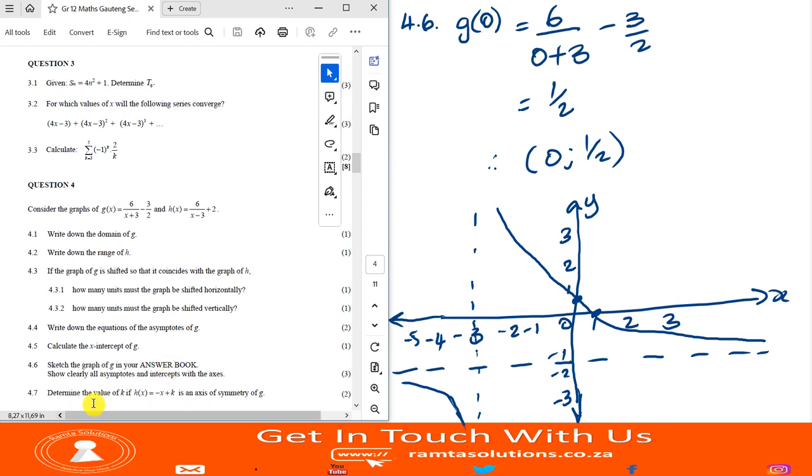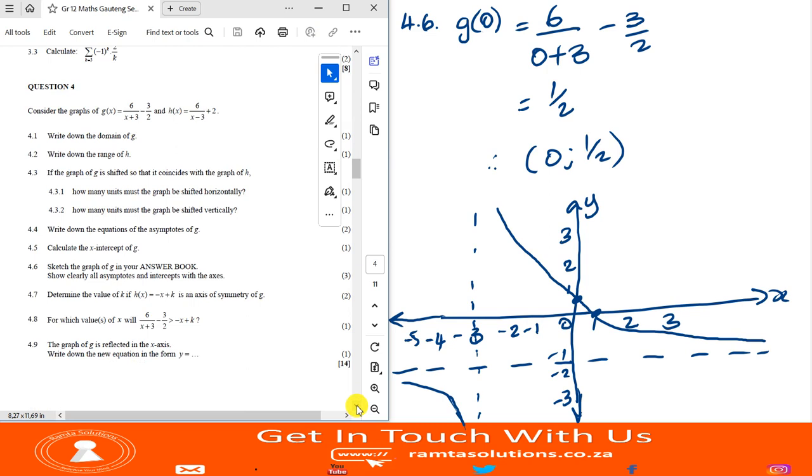4.7 says to us, determine, let me go down. It says determine the value of k if h of x is equal to negative x plus k is an axis of symmetry of G. Oh, we're looking for the axis of symmetry of the hyperbola.